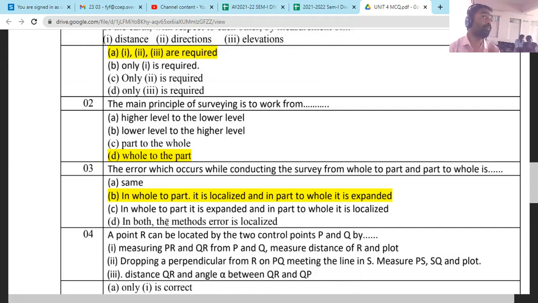Why we are doing a whole to a part? Why we are not doing part to a whole? See, this classroom is our survey area. I have to measure the entire area. So first, what I will do, I will fix the first primary control points at the corner point. So after fixing the boundary, what I will do, I will divide this into triangles.